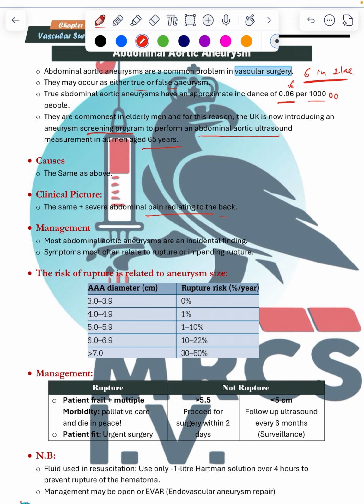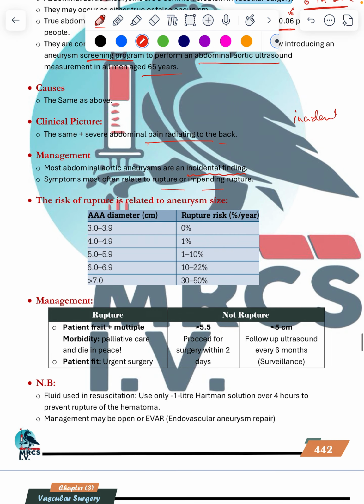Management: most abdominal aneurysms are incidental. When you do normal ultrasonography, there is an incidental finding. Symptoms most often relate to rupture or impending rupture. So for abdominal aortic aneurysm, if it is 3 to 3.9 centimeter, the risk is not there. See this diameter, 3 to 3.9, this is normal. If it increases to 4 to 4.9, 1% risk.